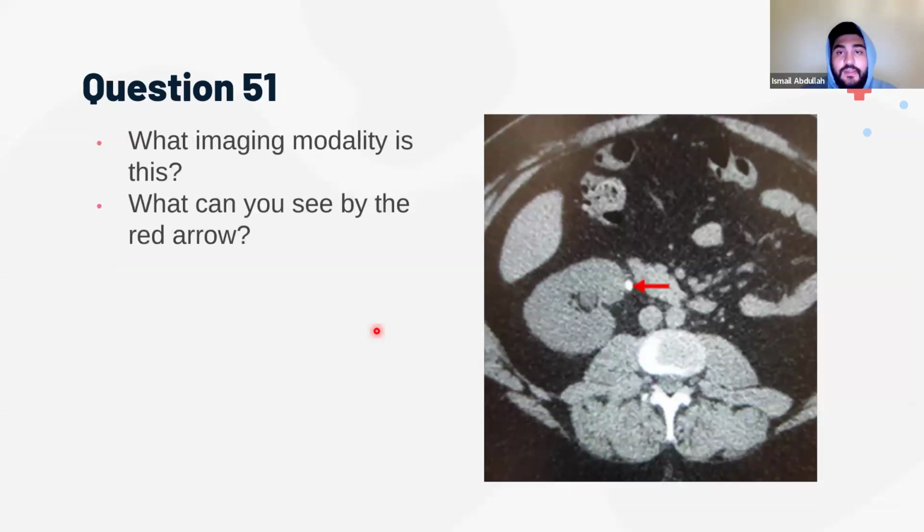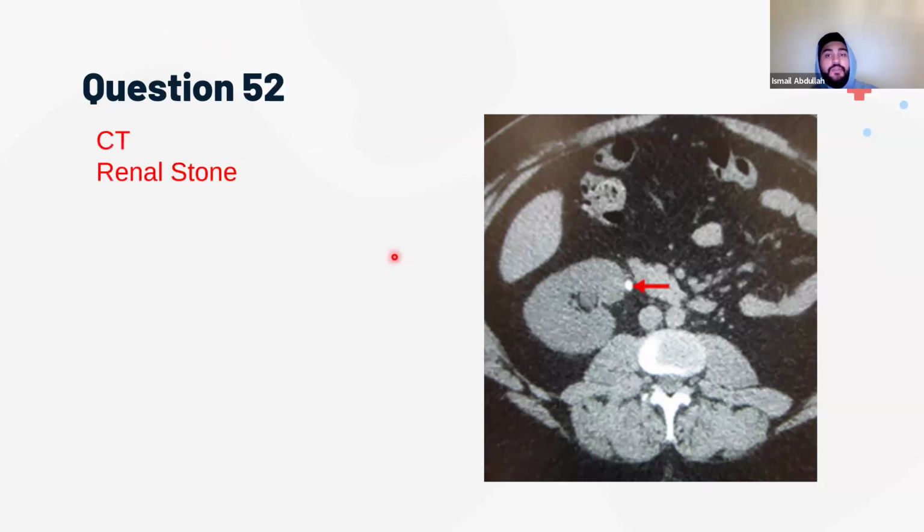Cool. So let's take a look at this image right here. What imaging modality is this, and what can you see by the red arrow? Okay, it's a CT scan. Cool. And it's a renal calculi or renal stone. Yes. So the takeaway is stones on a CT scan would be very bright.